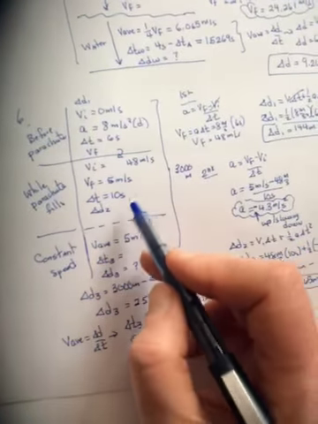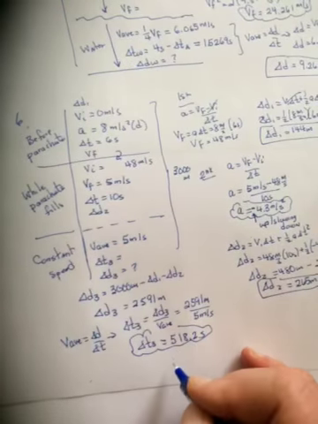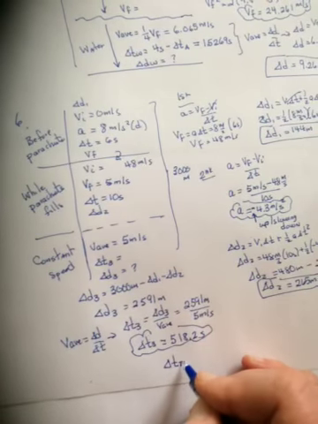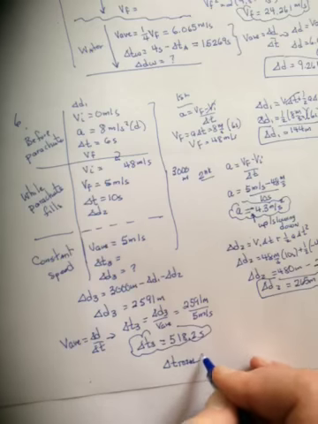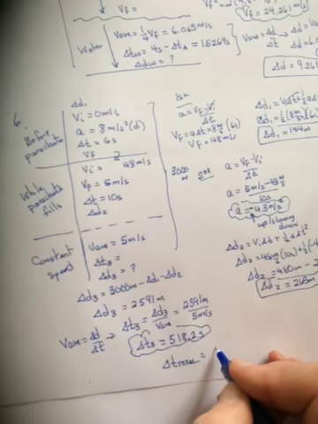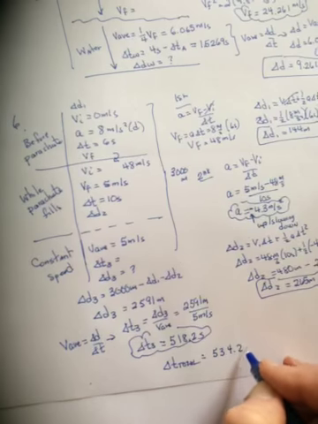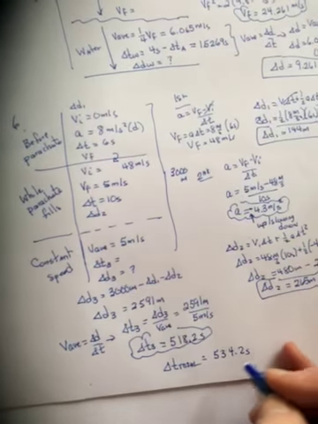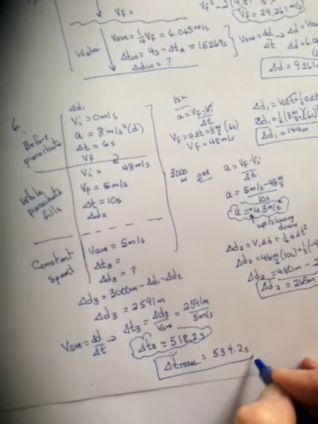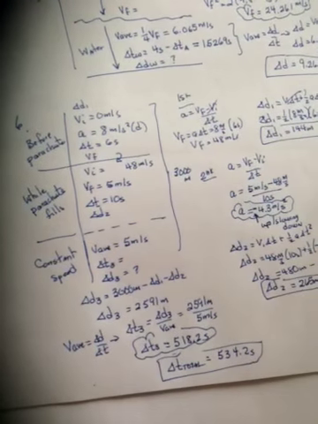Once we have that, we look at the question, and it says, how long will it take? So you add 6 seconds, 10 seconds, and 518 to get a delta t total of 534, I believe, point 2, assuming that I did that correct in my head as well. Okay? And that's it. That's all it asked.